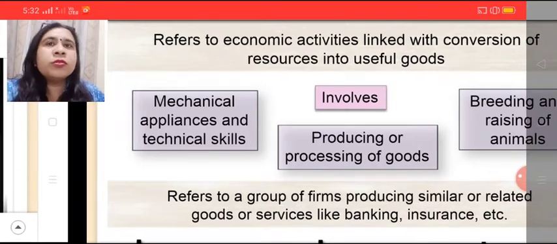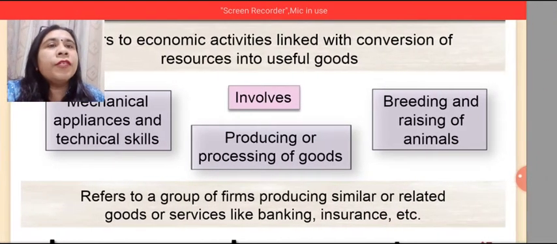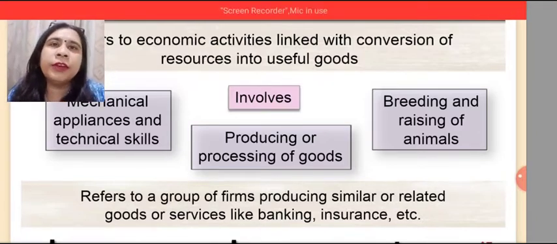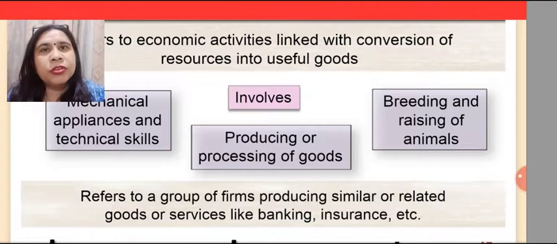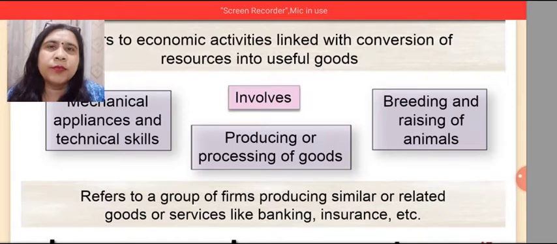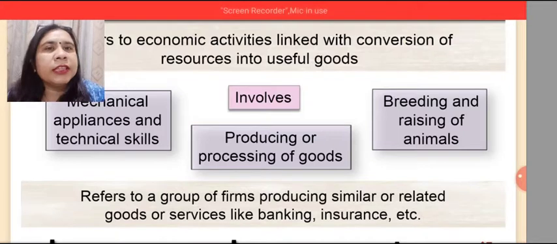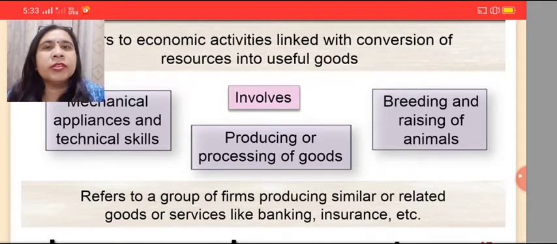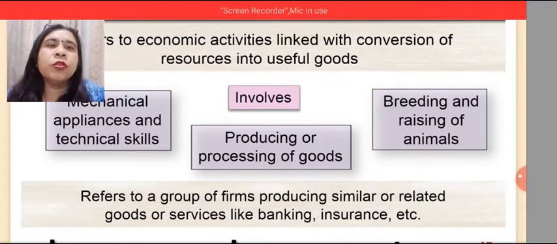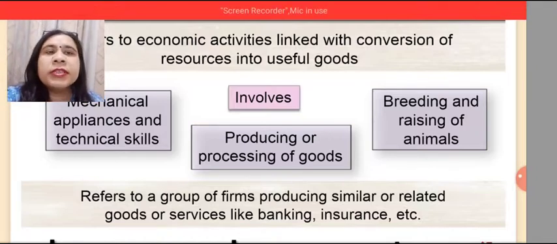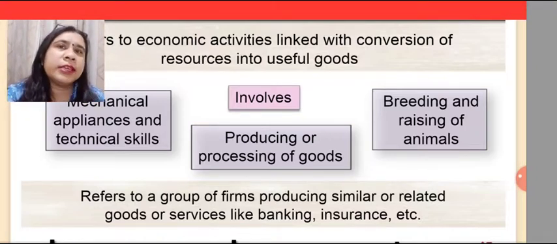Industries refers to those economic activities which are linked with production activities, manufacturing activities. They involve the conversion of raw material into useful or finished products. These industries involve mechanical appliances and technical skills, producing or processing of goods, breeding and raising of animals. It refers to a group of firms producing similar or related goods or services like banking, insurance, etc.